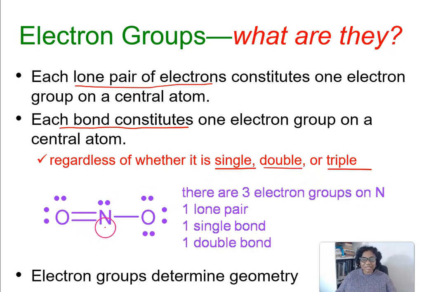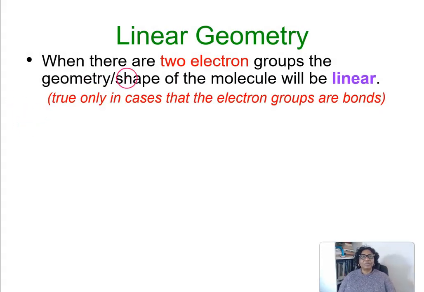So for example, this nitrogen here has three electron groups. You see the lone pair, the double bond, and the single bond. So this nitrogen, this central atom here, has three electron groups around it: one lone pair, one single bond, and one double bond. And these electron groups around the central atom determine the geometry of the molecule. So let's examine some of the geometries.